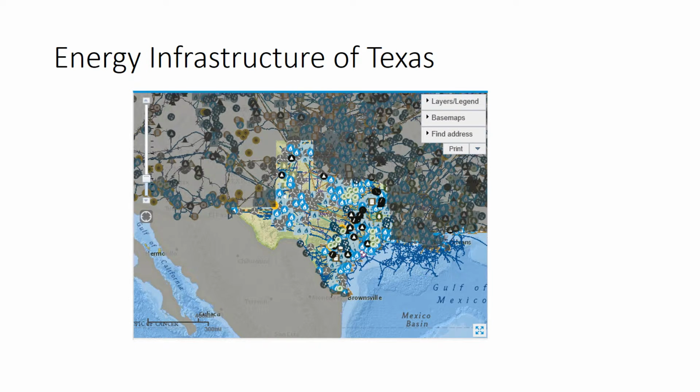As you can see from the map, there's a massive amount of data for the energy infrastructure in Texas. Clicking on the facilities will allow you to view attributes like what type of commodity is being transported by the pipeline or which company owns the facilities.